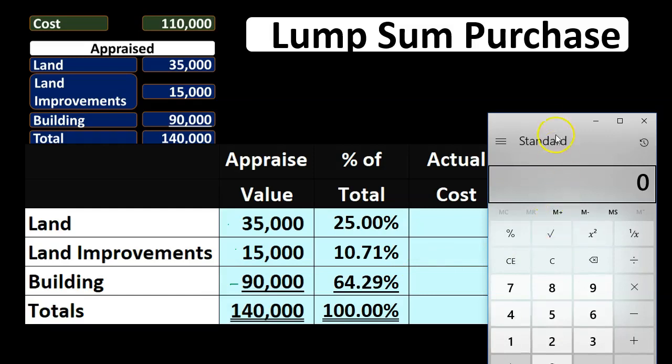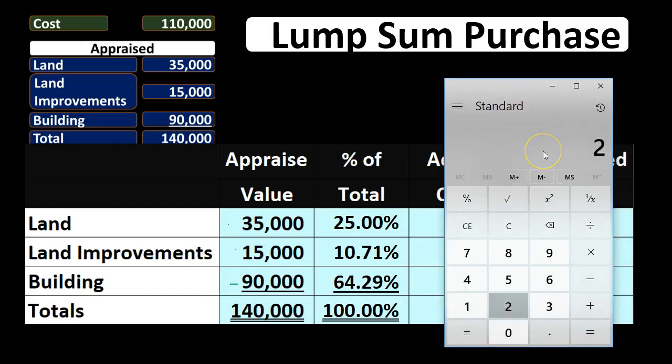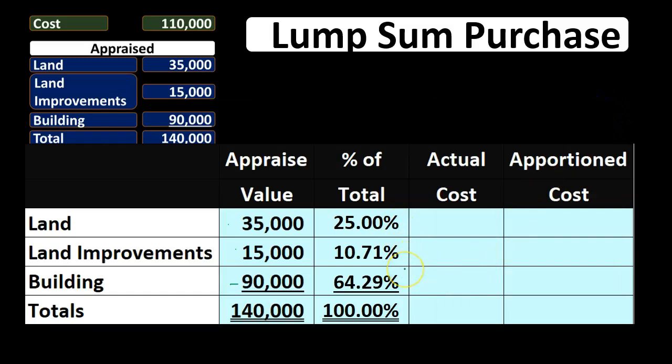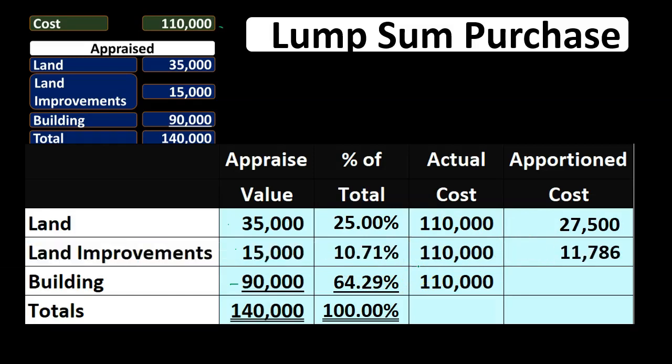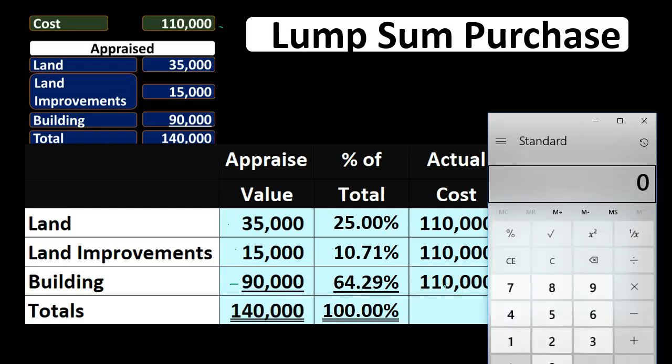So that's going to be our key here. Obviously, if we take the 25 plus the 10.71 plus the 64.29, we get the 100%. So that means we can use this allocation to allocate this amount. So we're going to allocate the cost now, or just multiply each one times the cost, 110. So 25% of 110,000 gives 27,500. 10.71% of 110 gives 11,786. 64.29% of 110 gives 70,714, for a total of the 110.